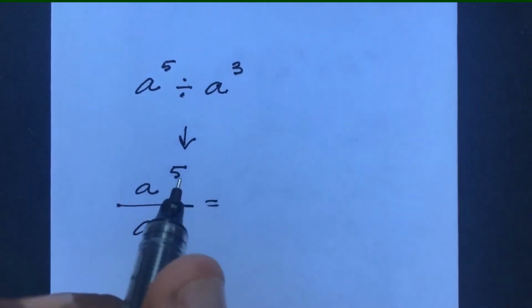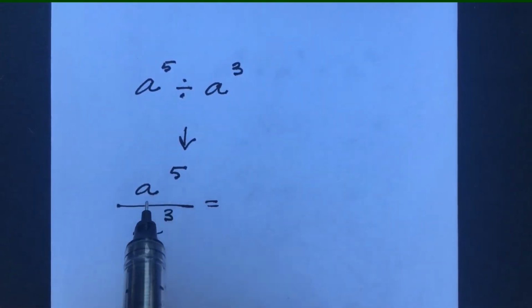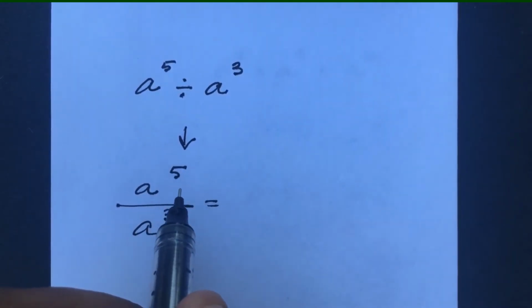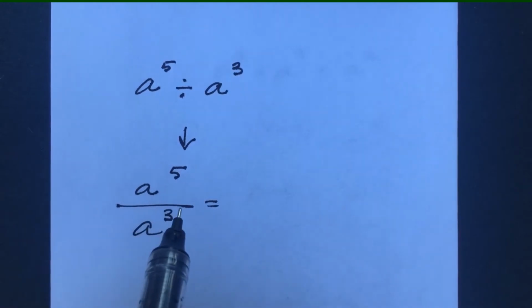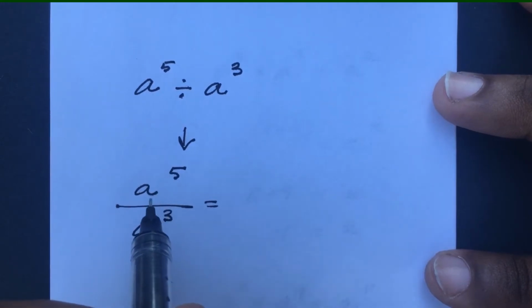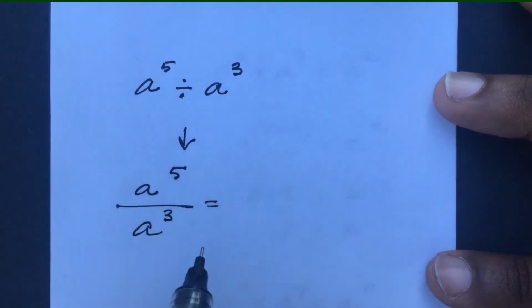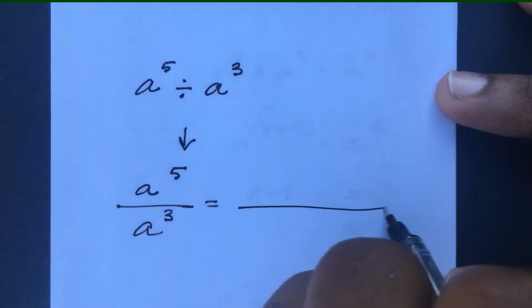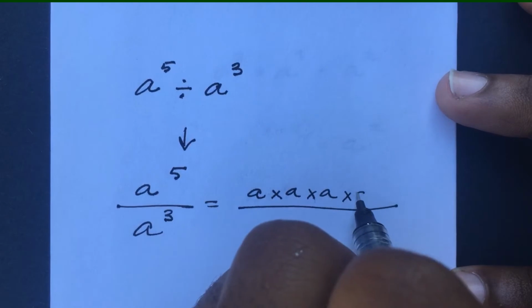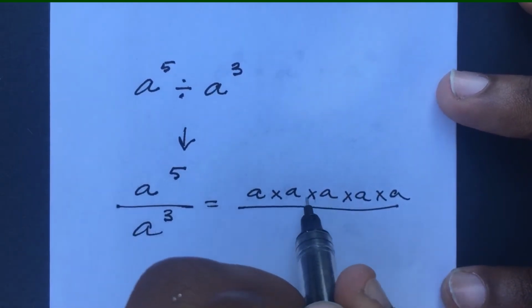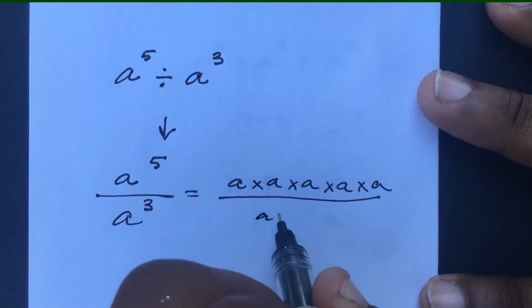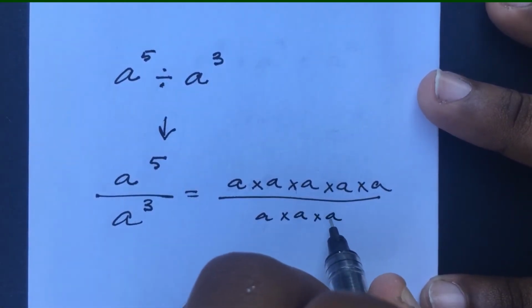I can expand this. Remember now that this is the base that we're using and the bases are the same. And the exponent tells us how many times you have that base being multiplied by itself. So this is telling me that I have a multiplied by itself 5 times. So in the numerator, I will get a times a times a times a times a. 1, 2, 3, 4, 5. And in the denominator, I will have a times a times a. 3 a's, don't it?